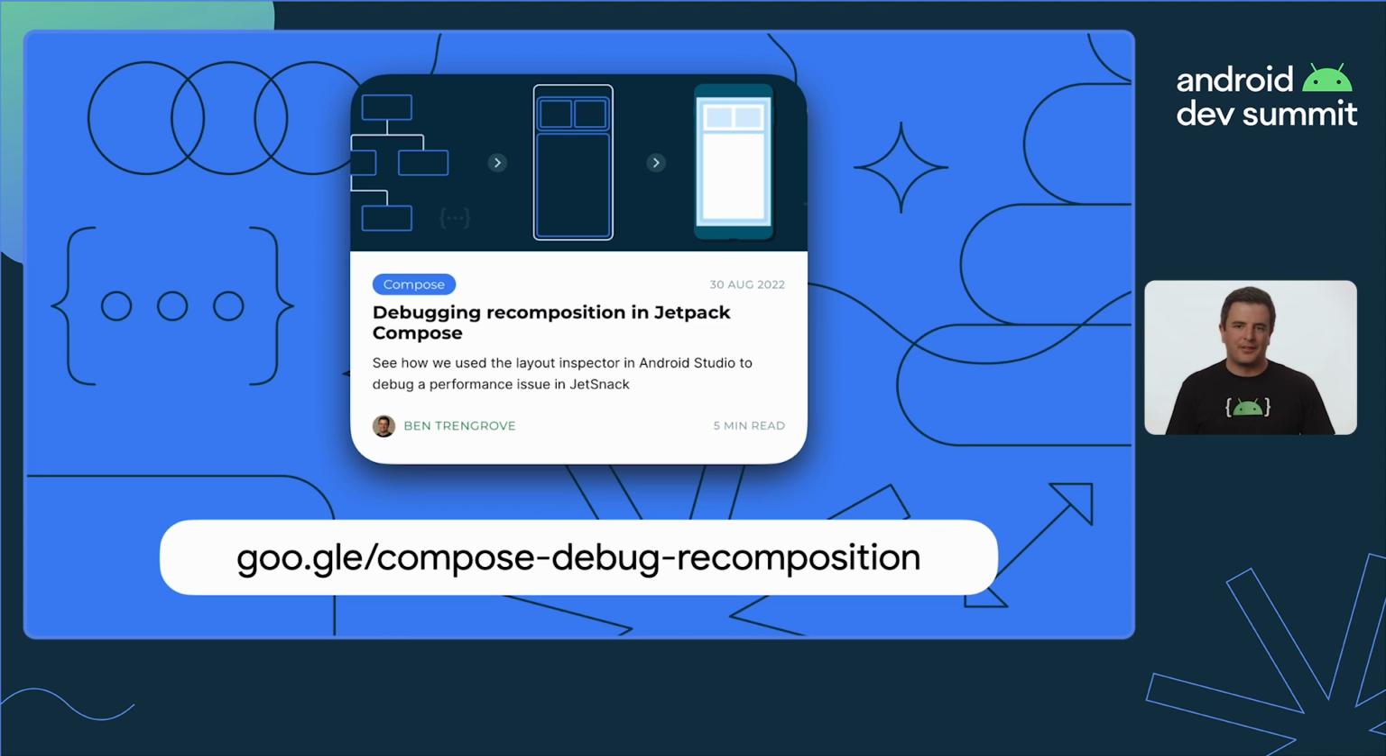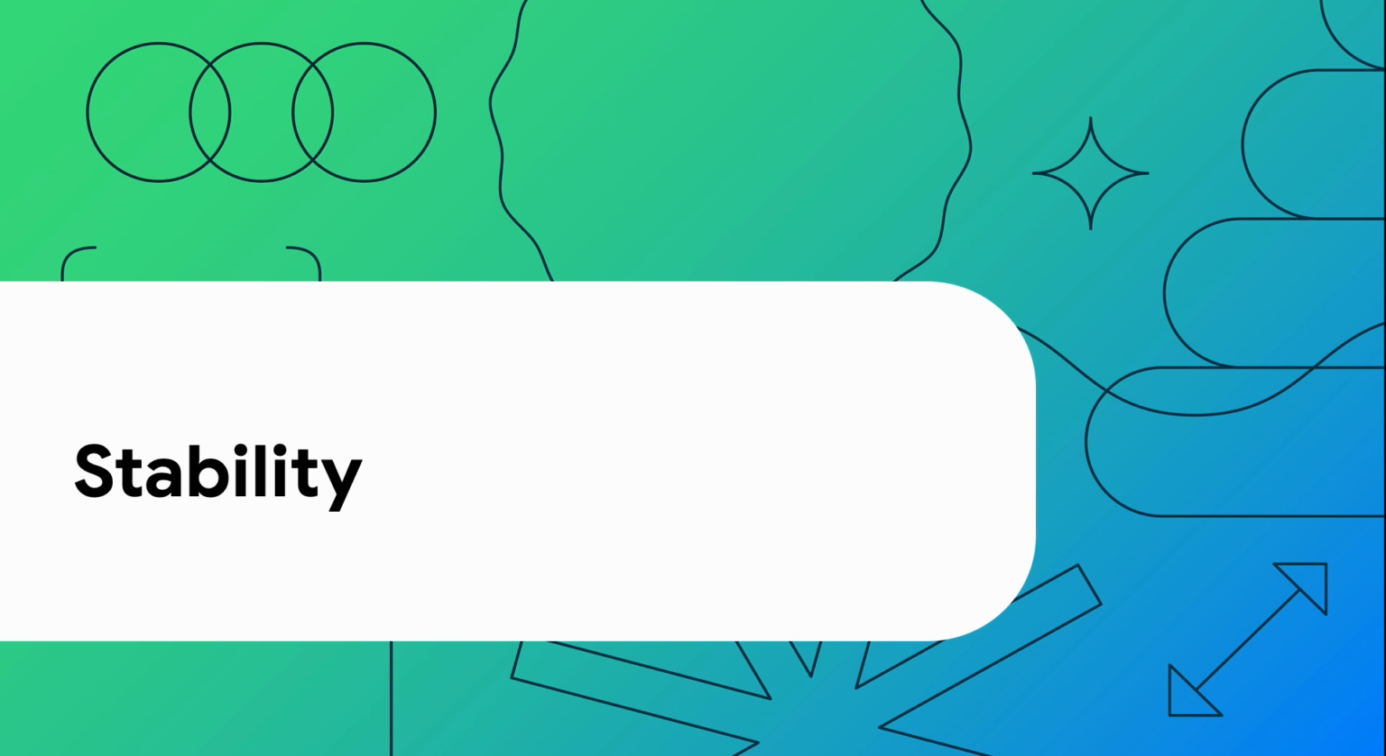For more information about this concept and a live demo of using it to fix a problem in JetSnack, check out the Debugging Recomposition blog post. Next up, let's learn about stability.